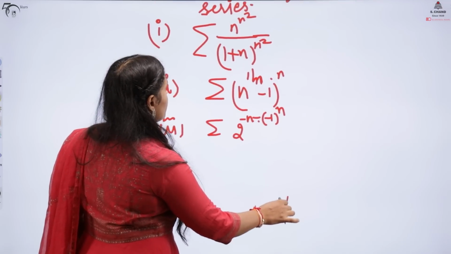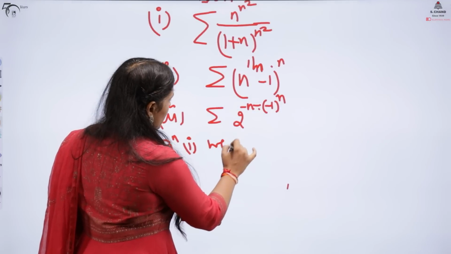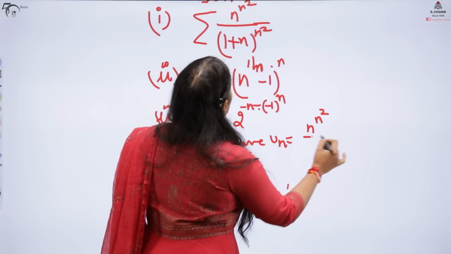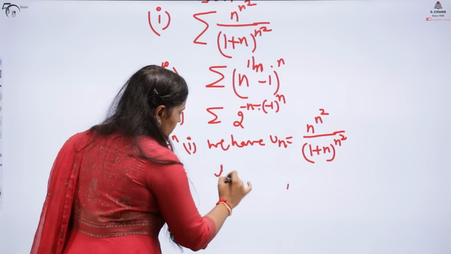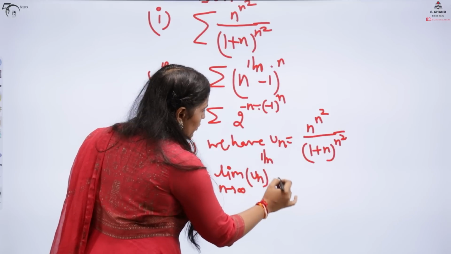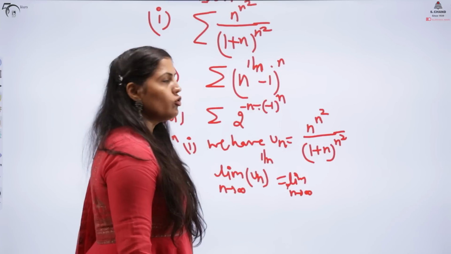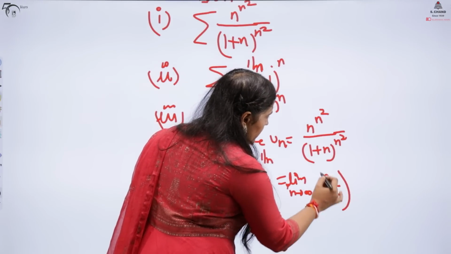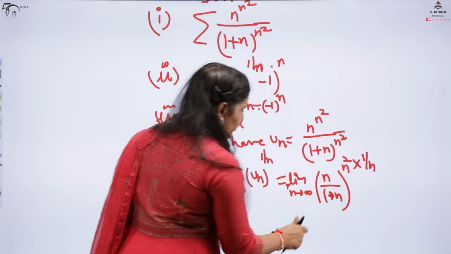So for the first one, first example solution, we have un as n to the power n square, over 1 plus n to the power n square. Taking the limit as n tends to infinity of un to the power 1 by n, that means you have to take the limit of the nth term and raise it to the power 1 by n, which you can call the nth root. I am just combining it: in both n square is common, so I am combining n square and the 1 by nth root I have to take.